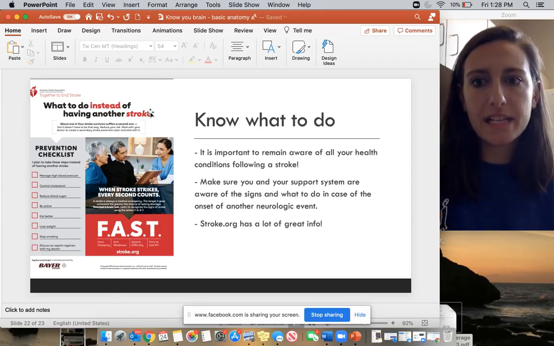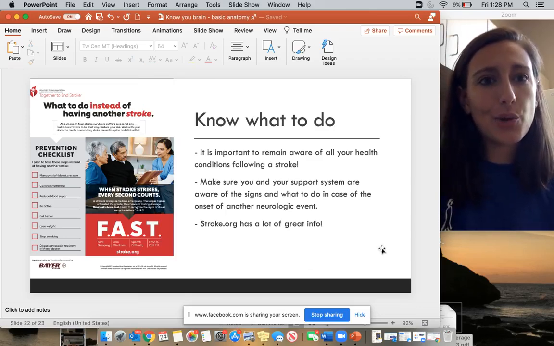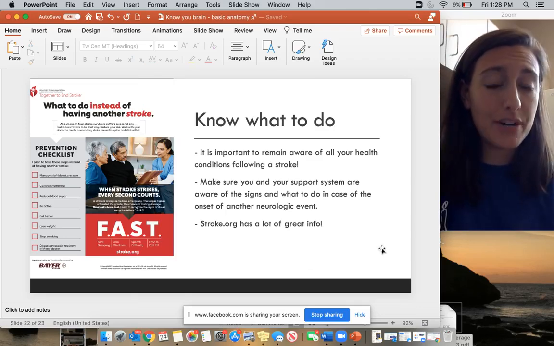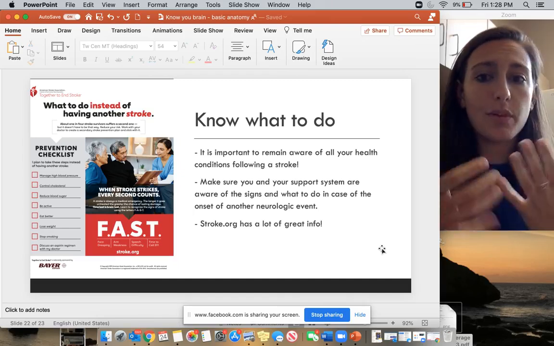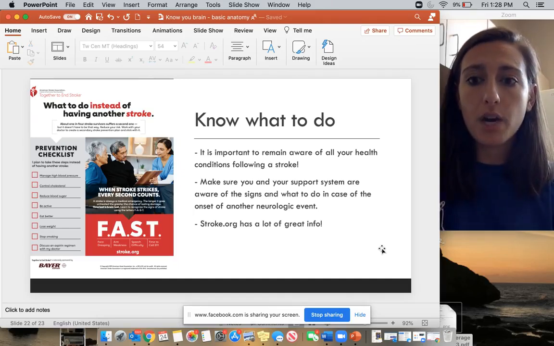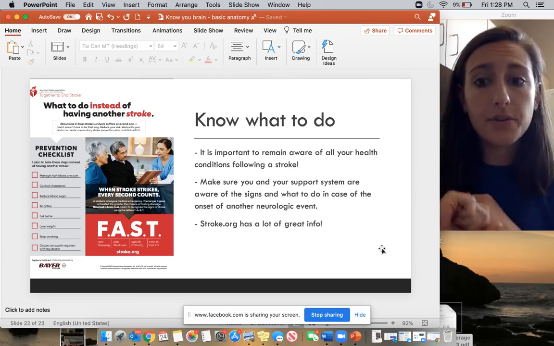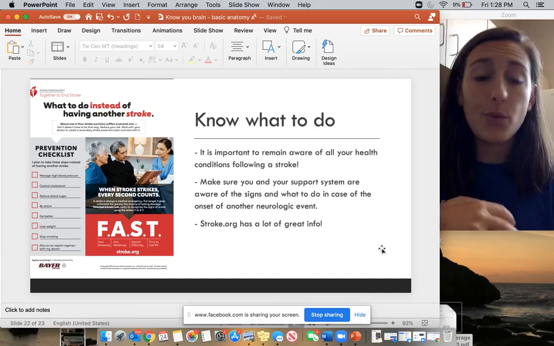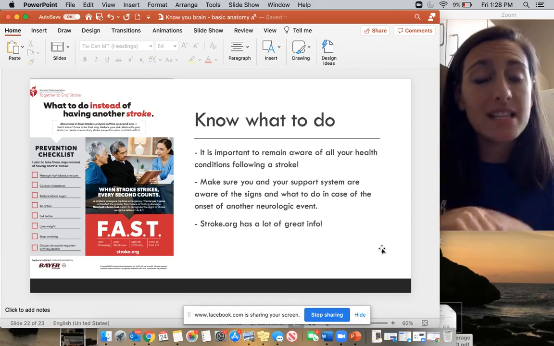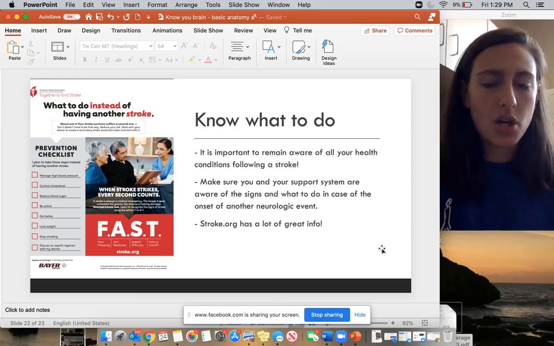Another thing here is FAST. We'll go over this a little bit quickly, but you may have heard about it before. It is the quick rule of thumb for recognizing the signs of a stroke. The F is facial droop. A is arm weakness, and I'm going to add on weakness of any kind. S is speech difficulty, and T is time to call 911.